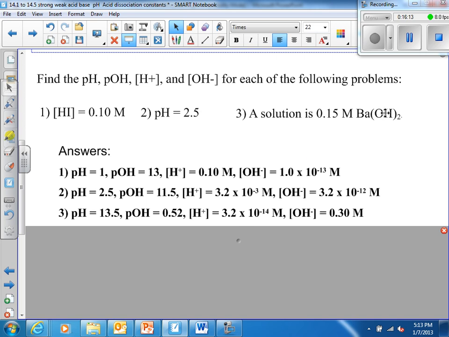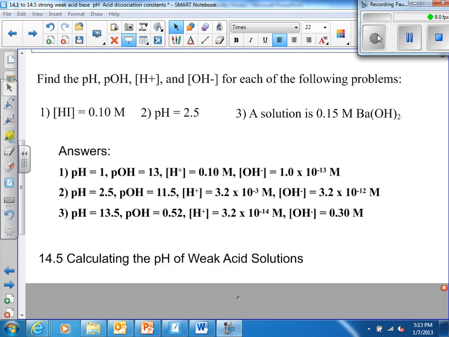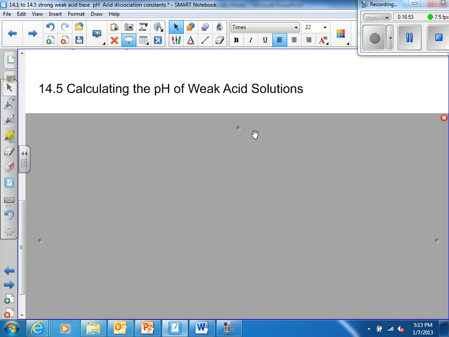The third one is a little bit tricky because you have to realize here's your OH minus. And so the OH minus will be 0.15 times 2, because you have 2 OH minus in this strong base. So the OH minus is 0.3 molar. You had to do that one first, actually. From that, we get the pOH. We take the negative log of 0.3, which would give us 0.52. And then 0.52 subtracted from 14 gives us 13.5. And then we do 10 to the negative pH to get H+. Gives you this number.